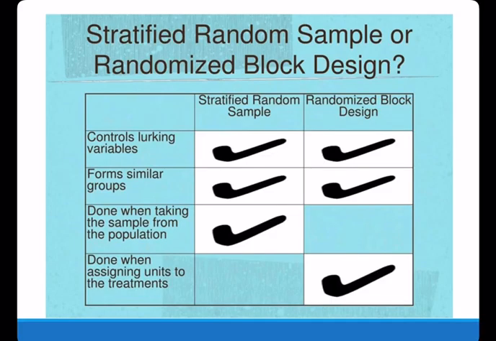Here we can list the differences between stratified randomization and blocked randomization. Both stratified and blocked randomization control the lurking variables for the study, and they form similar groups for the control and for the intervention. However, stratified random sampling is done when taking the sample from the population and dividing it into several strata according to their features, while in blocked design, the units are usually assigned to different types of treatment.